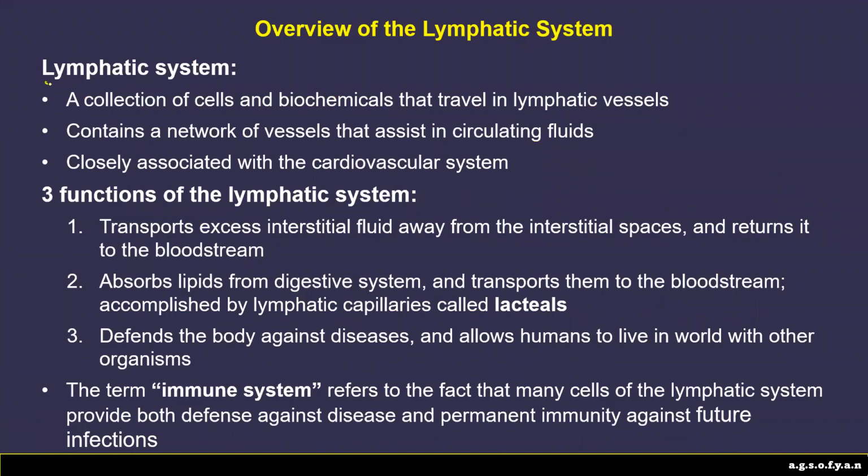Now, what is the lymphatic system? This is the collection of cells and biochemicals that travel in the lymphatic vessels. The lymphatic system contains a network of vessels that assist in circulating fluids. So mostly the thing that circulates in the lymphatic system is fluid, and it is closely associated with the cardiovascular system.